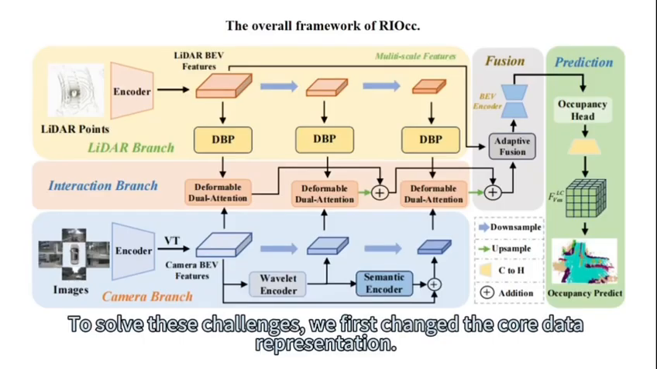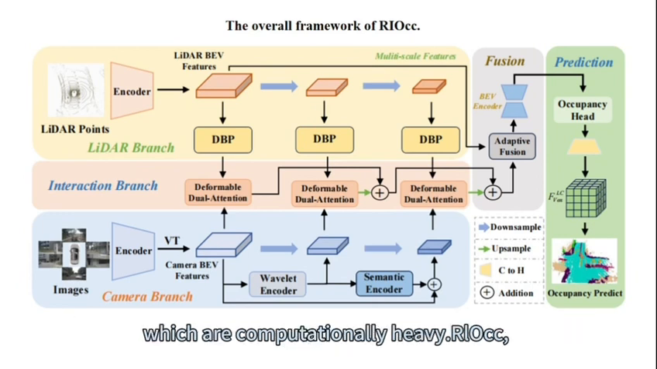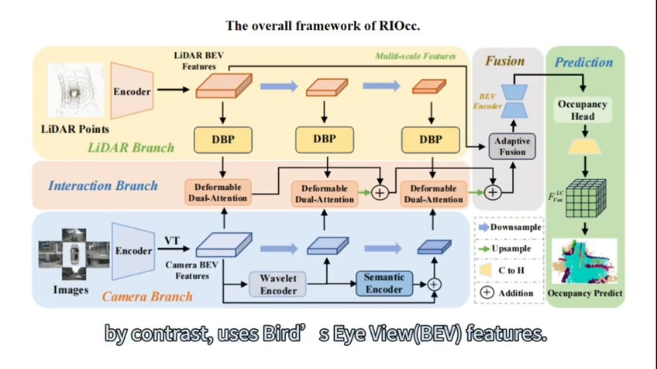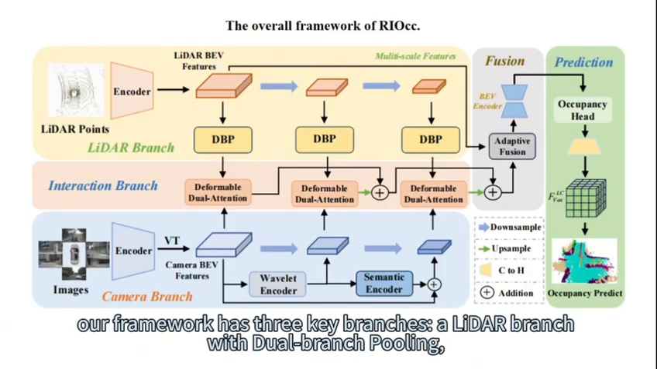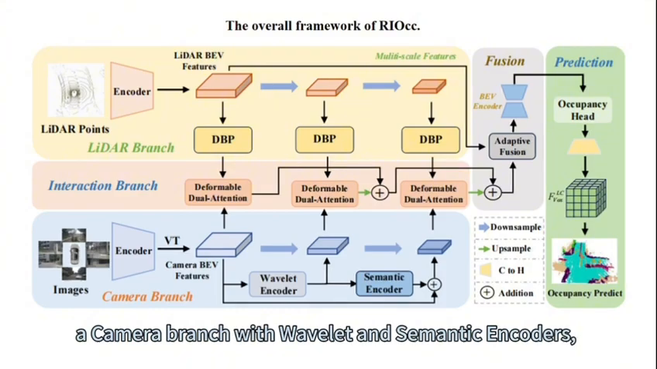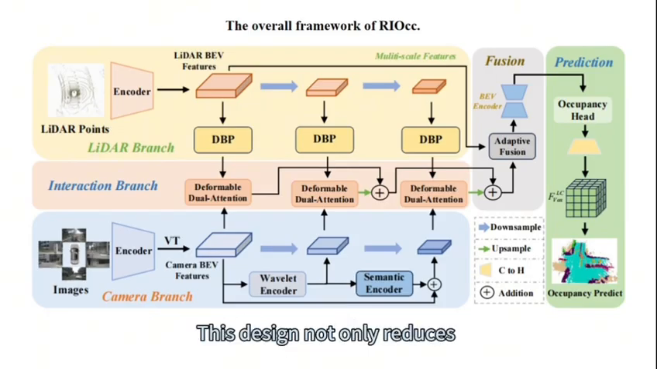To solve these challenges, we first changed the core data representation. Traditional methods like OpenOccupancy rely on voxel features, which are computationally heavy. RIOcc, by contrast, uses bird's-eye view BEV features. As you can see, our framework has three key branches: a LiDAR branch with dual branch pooling, a camera branch with wavelet and semantic encoders, and an interaction branch with deformable dual attention. This design not only reduces computational complexity but also enables better feature alignment and fusion.